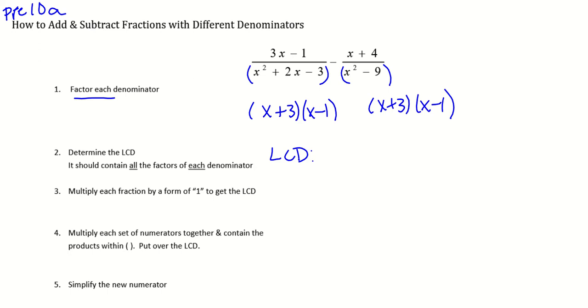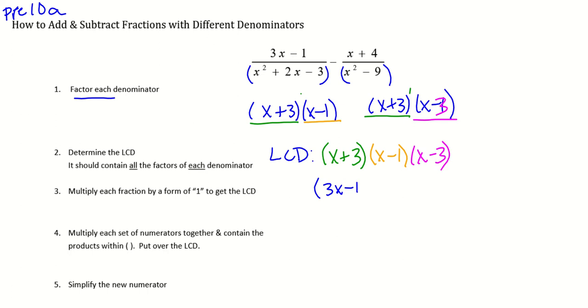And the way I'm going to do that is where I have factors that are in common, I'm going to take the highest power I have in any one denominator. So since these are both to the first, I'm going to take an x plus 3. Now I'm going to take any other factors that are unique, that only show up once. So I've got this x minus 1 that shows up in this denominator, and then I have this x minus 3. And that's my LCD.